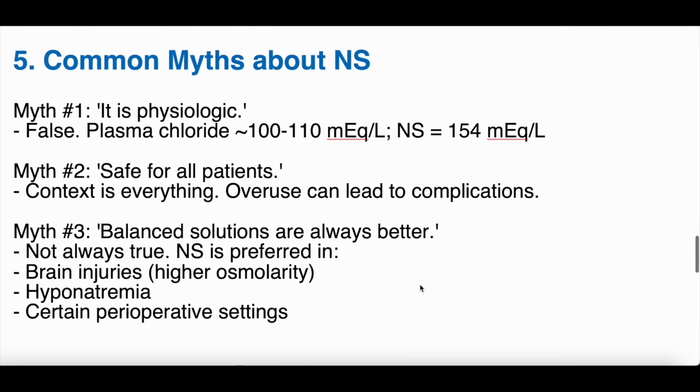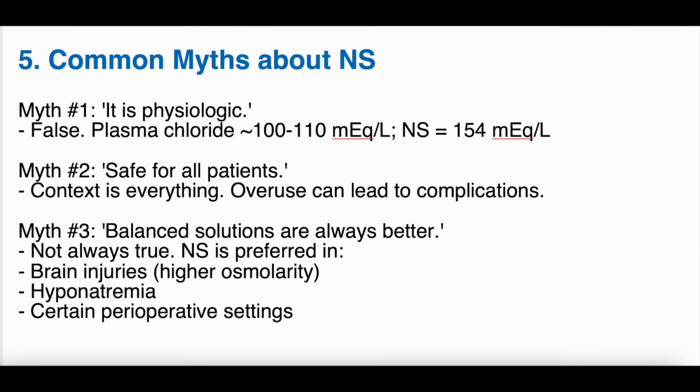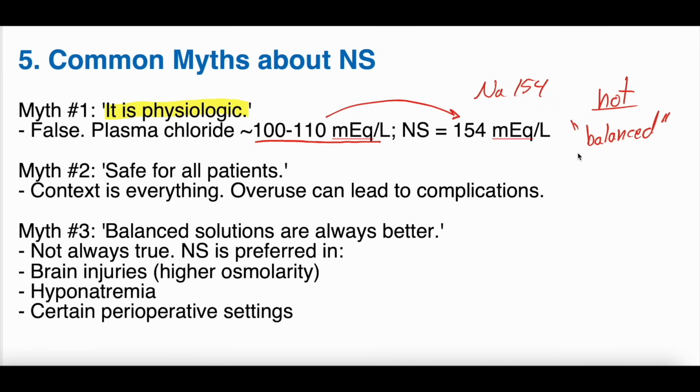Common myths about normal saline. Myth number one, normal saline, it's physiologic. Well, false. We talked about how the plasma chloride is 100 to 110 milliequivalents, and in normal saline, it's 154. Same thing with sodium, 154. So this is not a physiologic fluid. You'll hear the phrase balanced crystalloid. It is not a balanced crystalloid. It has supraphysiologic amounts of sodium and chloride.